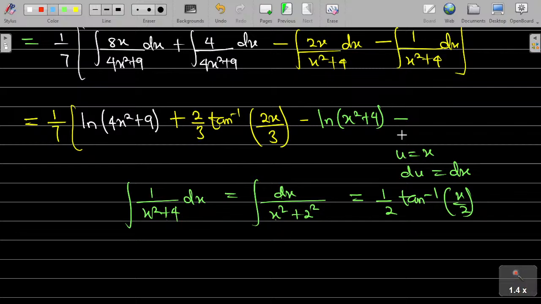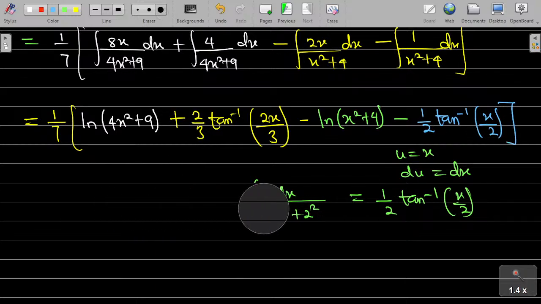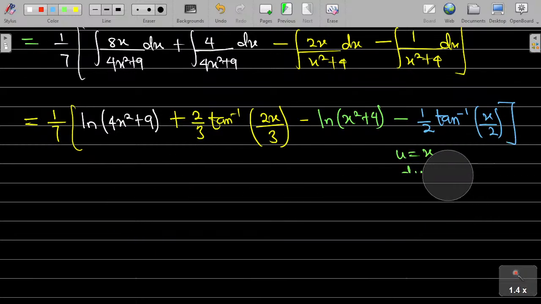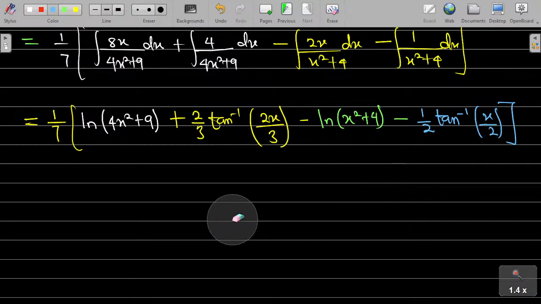So let me use blue now. So we have minus 1 over 2 tan inverse of x all over 2. Oh, this is beautiful. This is why I love maths. It allows you to reason deeply, and then you see some nice stuff in solving a problem. Okay, so what's this going to give us now?